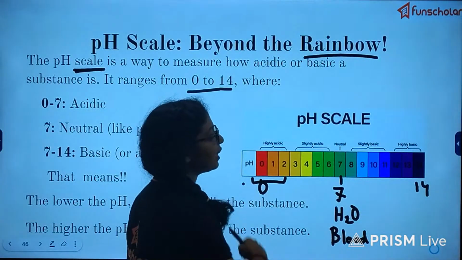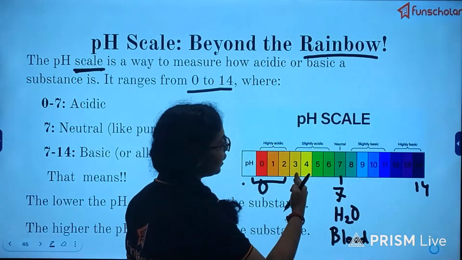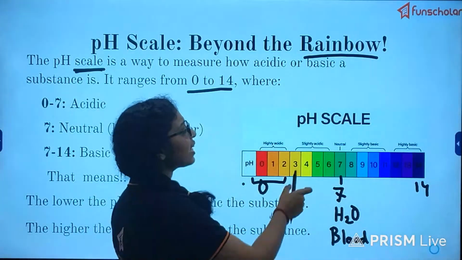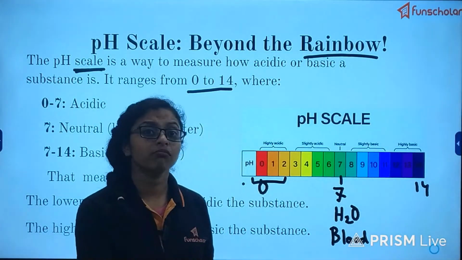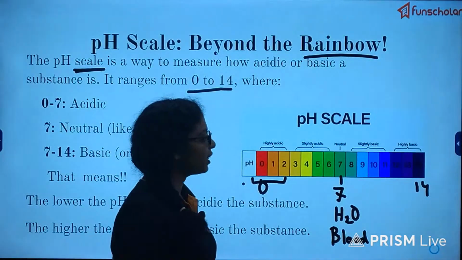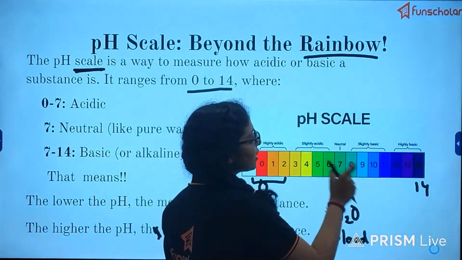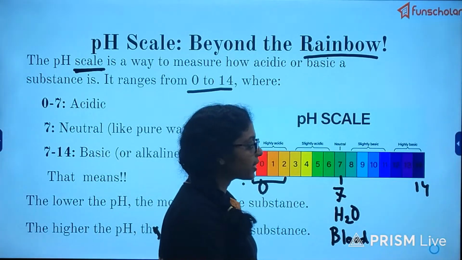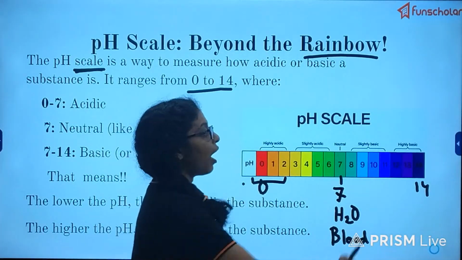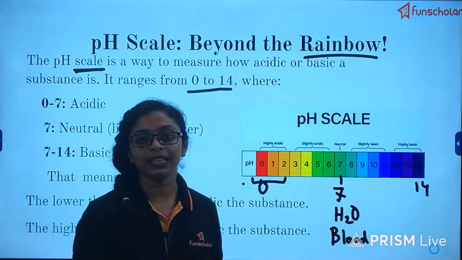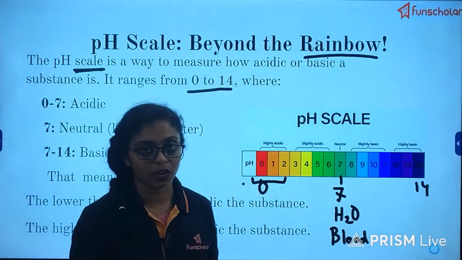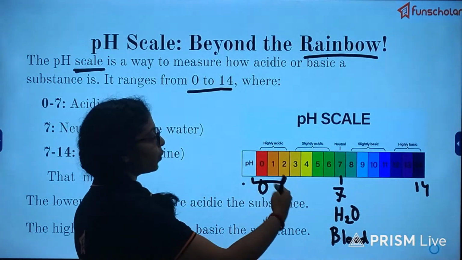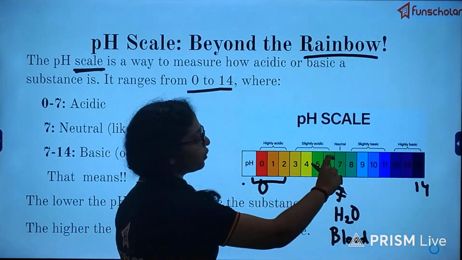And then there is slightly acidic, which will be in the 4, 5, 6. So the slightly acidic, the fruit juice, those can be slightly acidic, right? Then the same goes for the slightly basic. Milk of magnesia can show slightly basic magnitudes, right? Highly basic magnitude is definitely the caustic soda, potash soda, right? So this is how we will be denoting the magnitude of either.